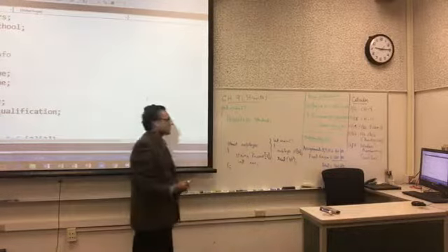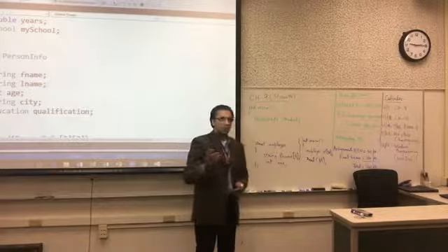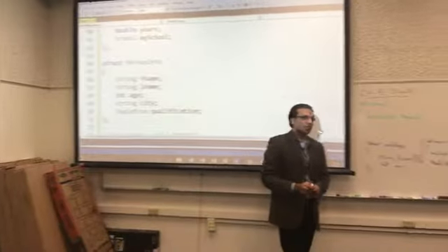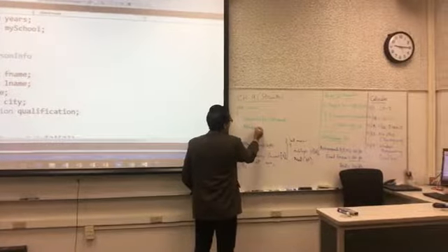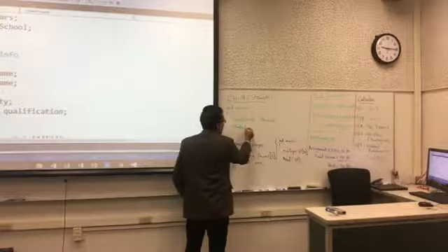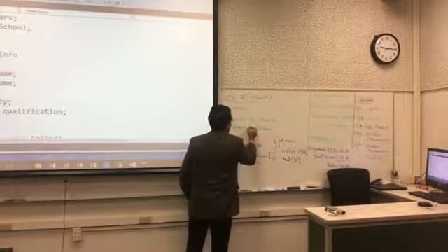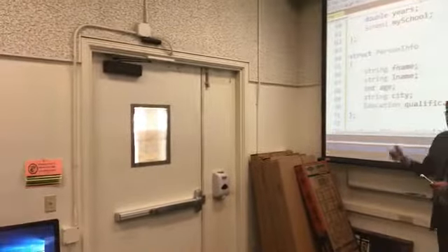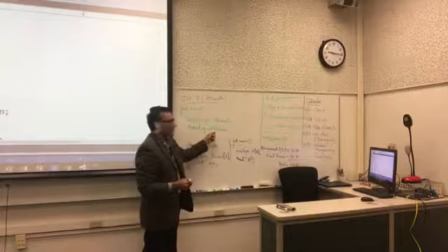Okay, so I created a student, a person info type, which means this student has access to first name, last name, age, city, and qualification. I'm interested in qualification, so I want to populate something about qualification. So I say student. How do I access qualification with which operator? Dot operator. So I put the dot, and it's going to show me qualification. So I pick qualification because qualification is part of my person info data structure. I should be able to access it because I'm creating a student of that type. So the student variable can access qualification.